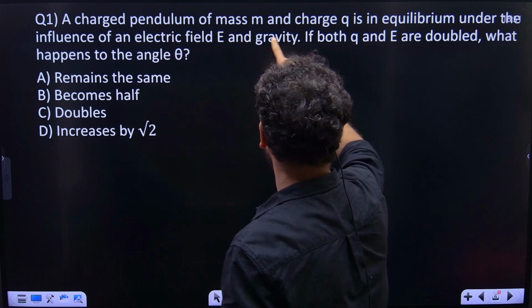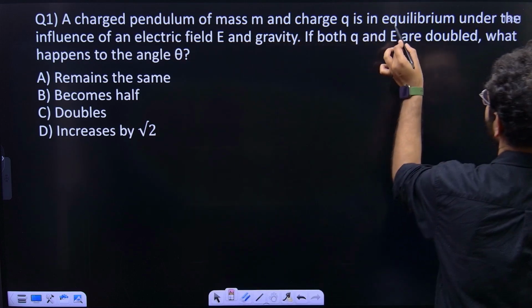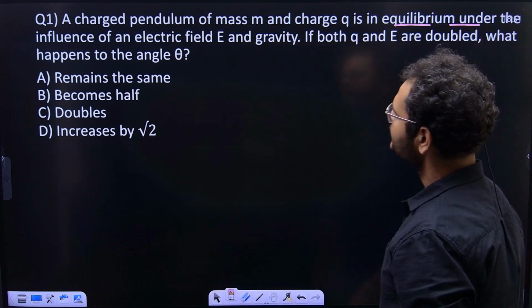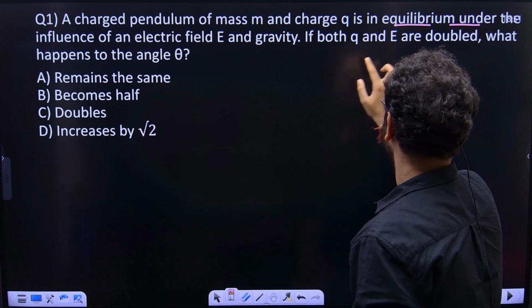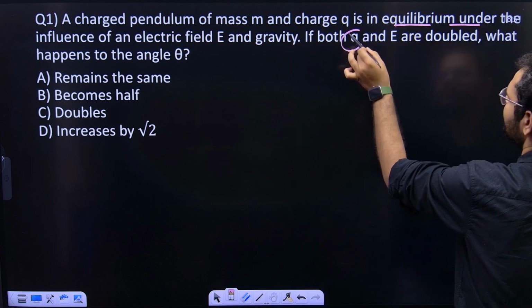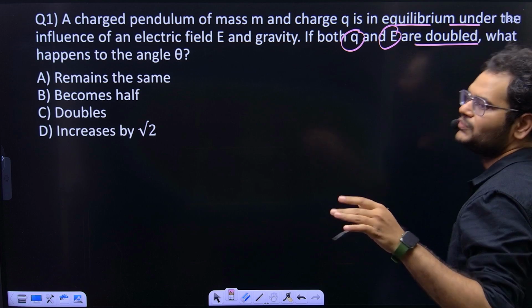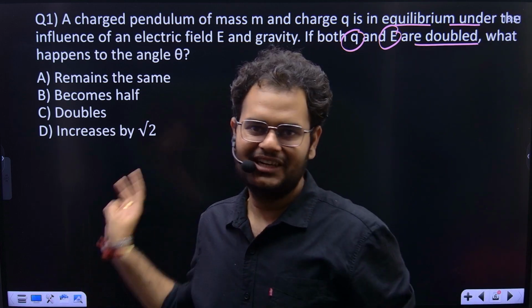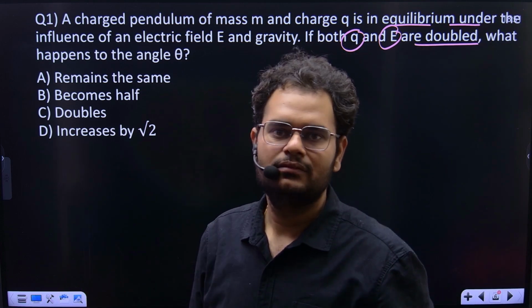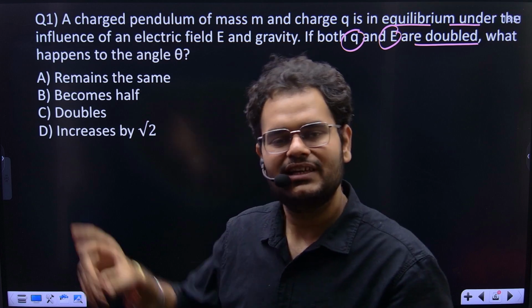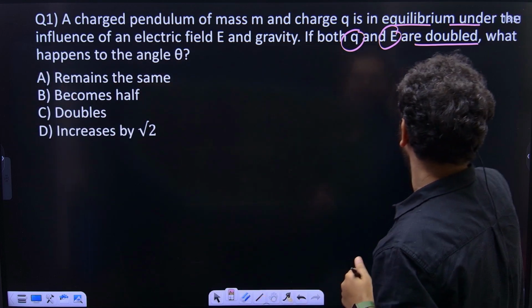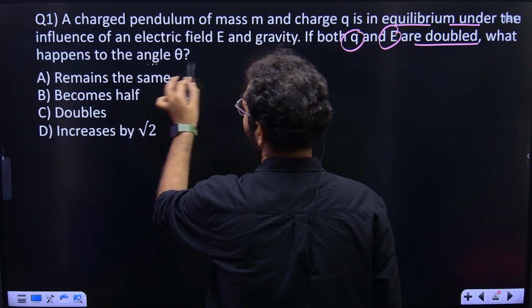A charged pendulum of mass m and charge q is in equilibrium under the influence of electric field E and gravity. Both q and E are doubled. What are they saying? Q and E are doubled. Sir, which formula to use? If liquid is there, third formula. If two charges are there, second formula. And if only one charge is there, first formula. Okay, they are doubled. What happens to the angle?